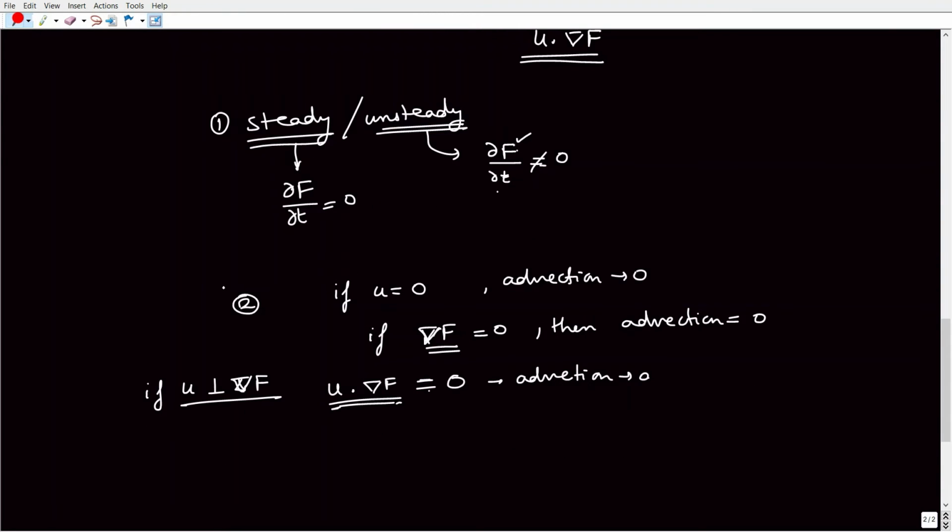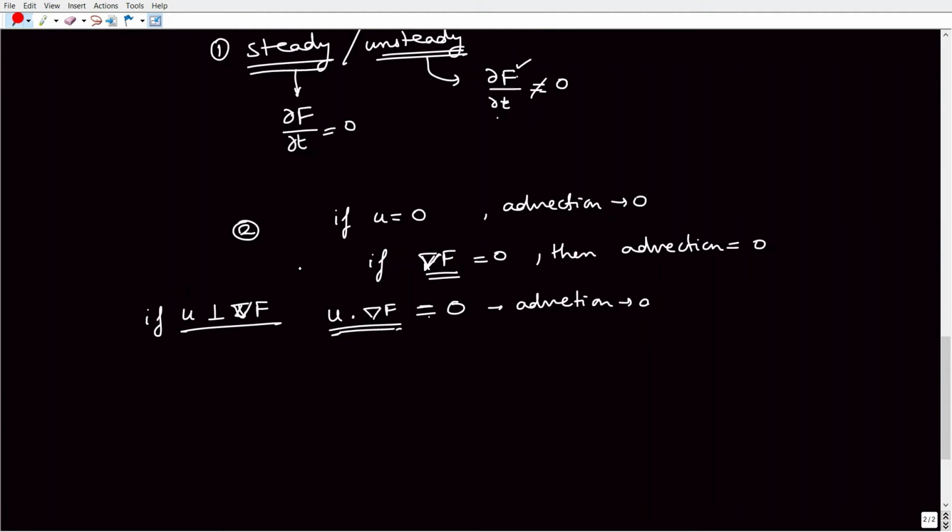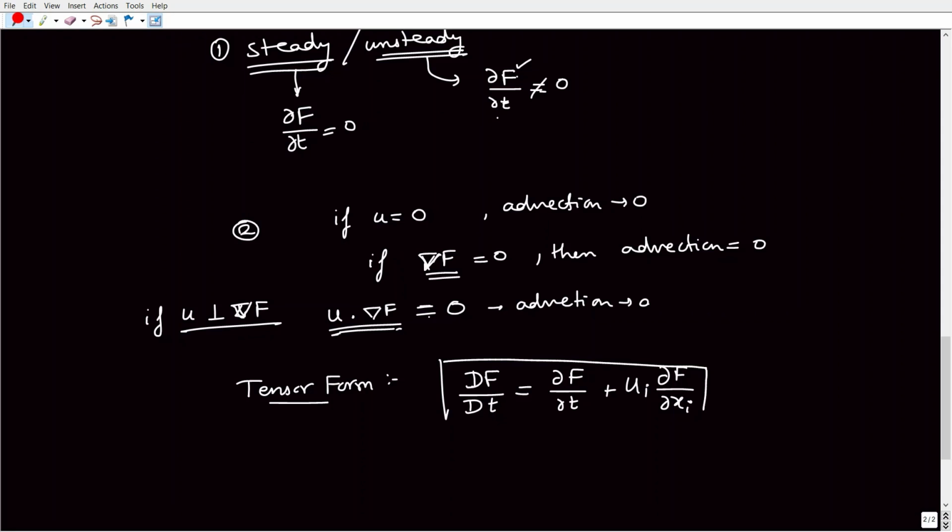Okay. So now this is all I expressed in the vector form. If I have to write it in the tensor notation, it will be capital D f by dt is equal to del f by del t plus ui del f by del xi. So that is in the tensor notation.